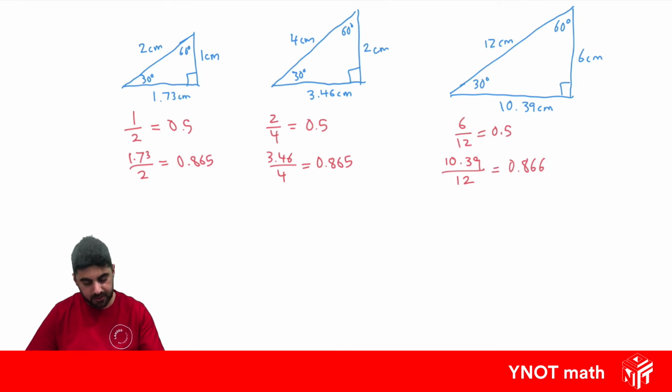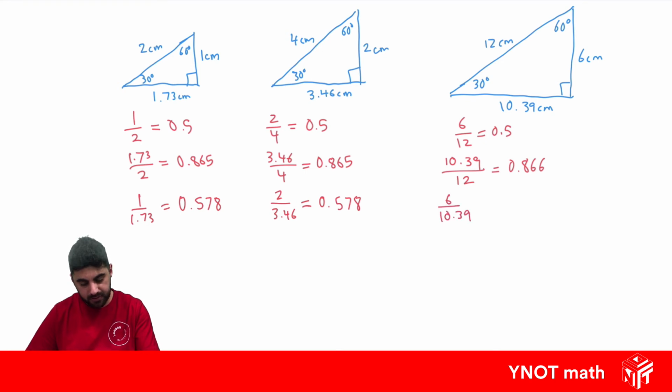Now we're going to take this side, the height, and divide it by the base. So we get 1/1.73, and that's going to be roughly 0.578. So we're taking the height, dividing it by the base, which gives us roughly 0.578. Taking the height, dividing it by the base, which gives us roughly 0.579.